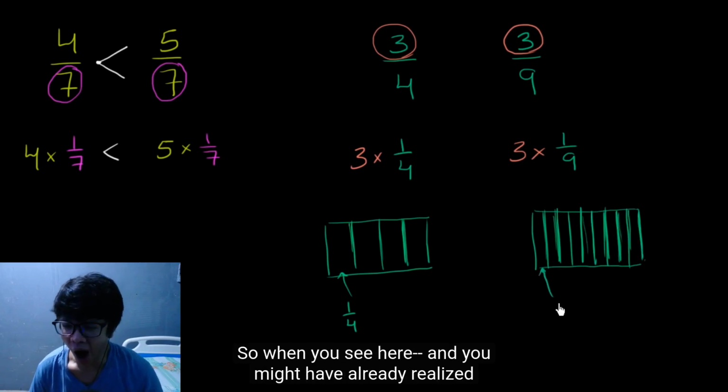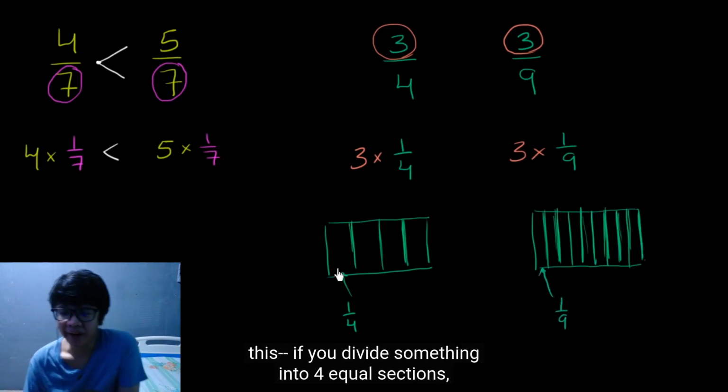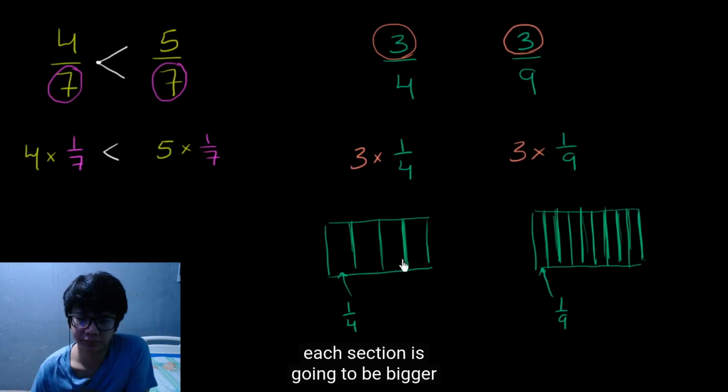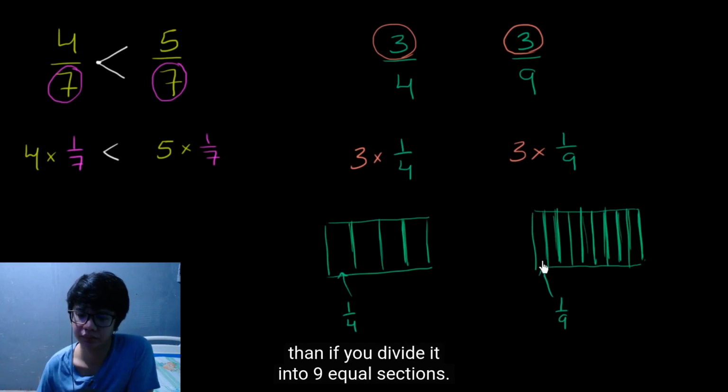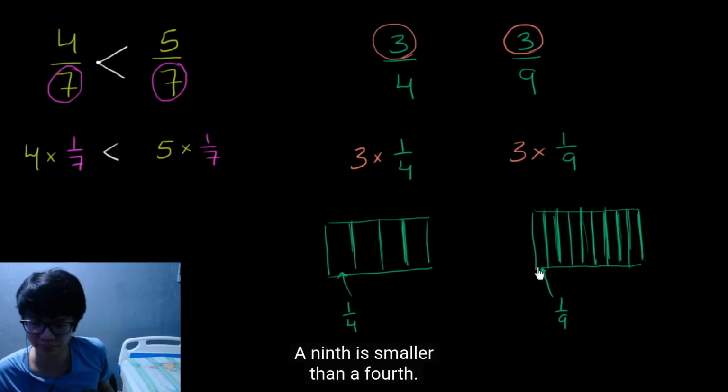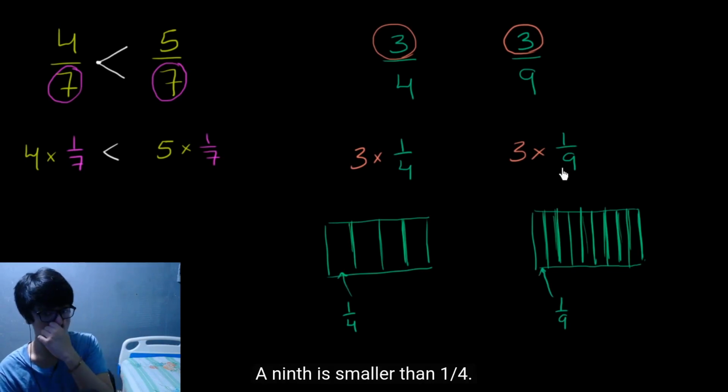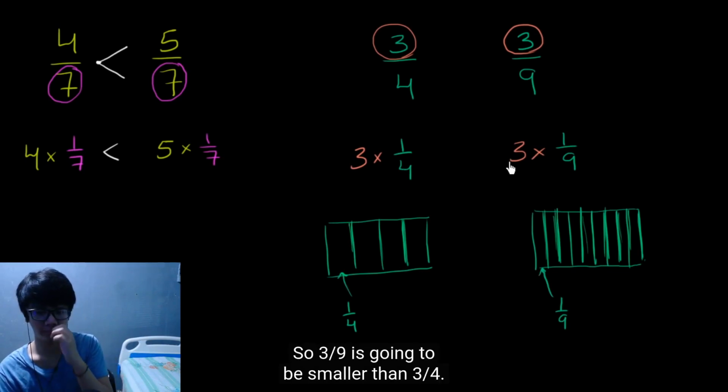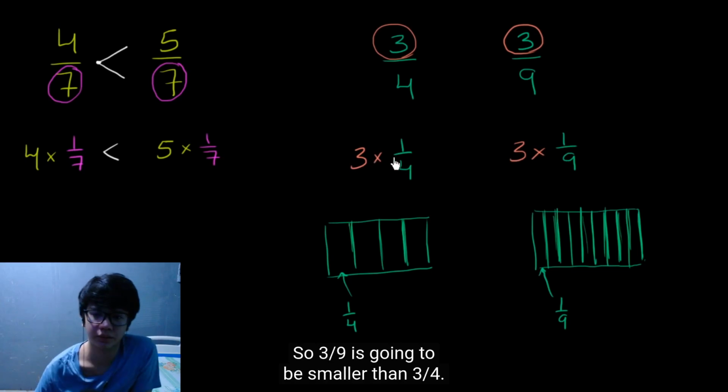So as you see here, and you might have already realized this, if you divide something into 4 equal sections, each section is going to be bigger than if you divide it into 9 equal sections. A 9th is smaller than a 4th. A 9th is smaller than 1/4, so 3/9 is going to be smaller than 3/4.